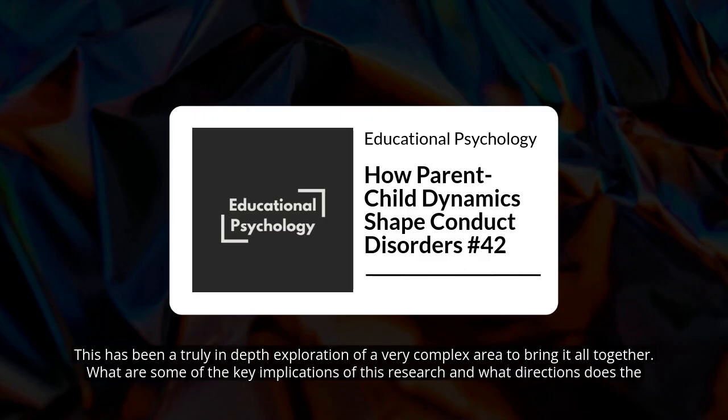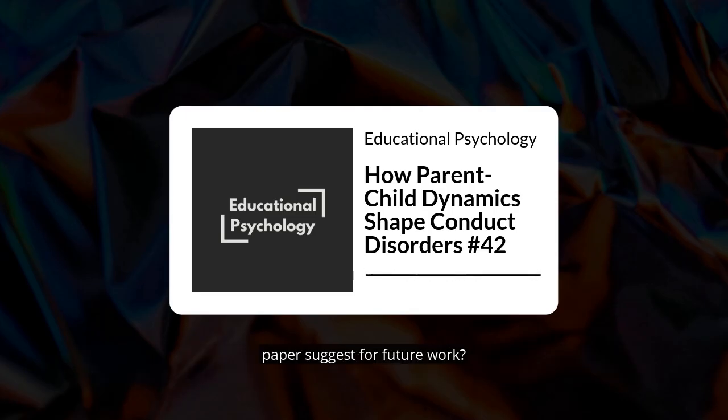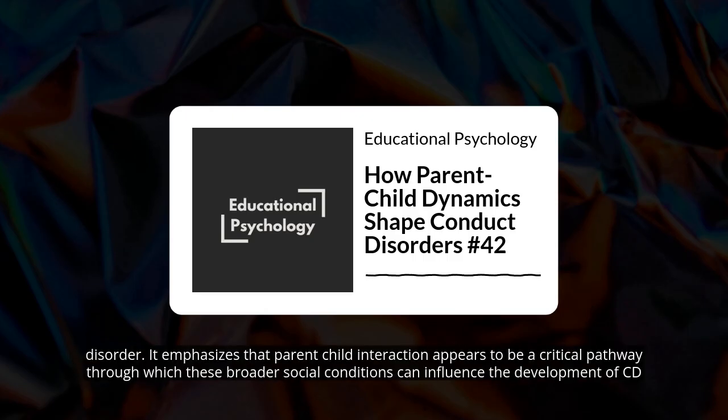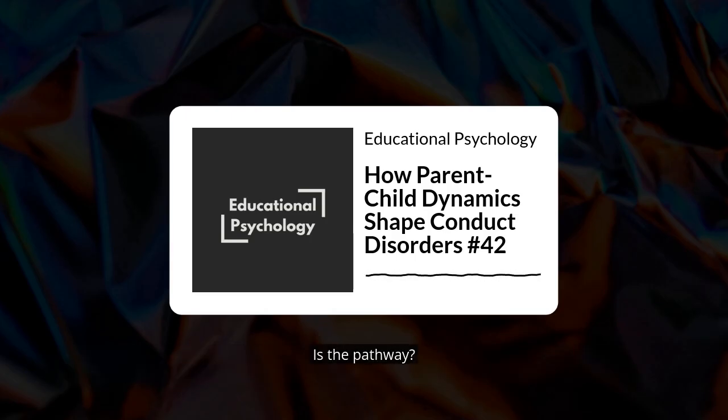This has been a truly in-depth exploration of a very complex area. To bring it all together, what are some of the key implications of this research, and what directions does the paper suggest for future work? Well, the paper really reinforces the strong and consistent finding of multiple social and familial disadvantages being more common in the homes of children with conduct disorder. It emphasizes that parent-child interaction appears to be a critical pathway through which these broader social conditions can influence the development of CD. Interaction is the pathway.